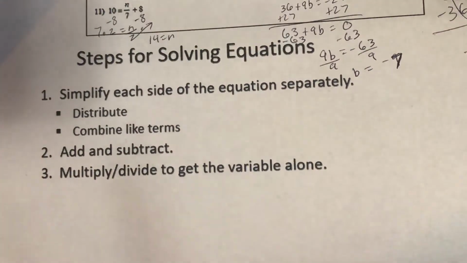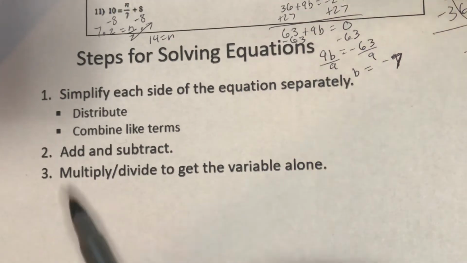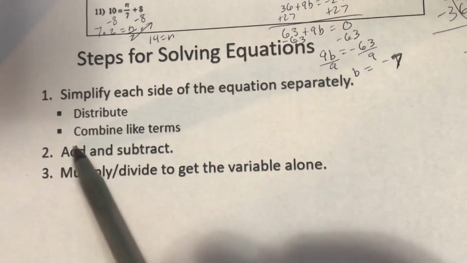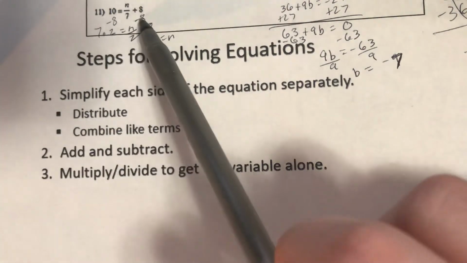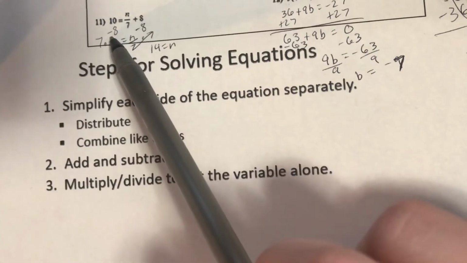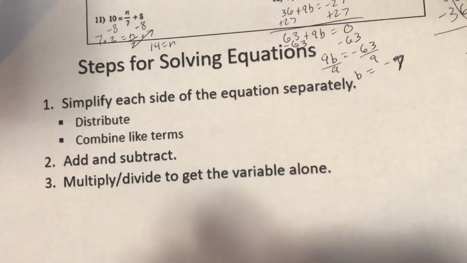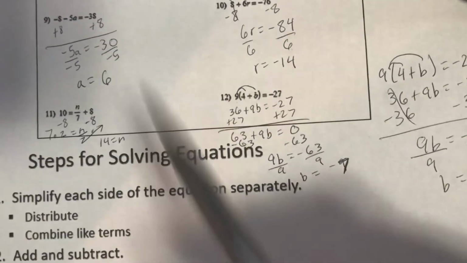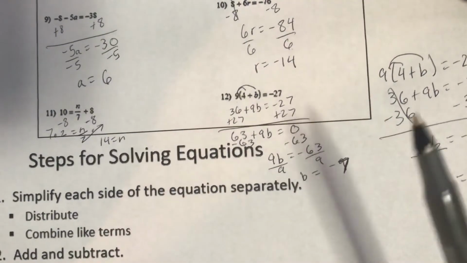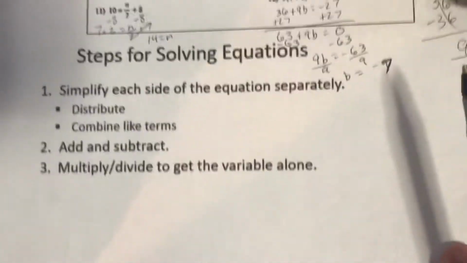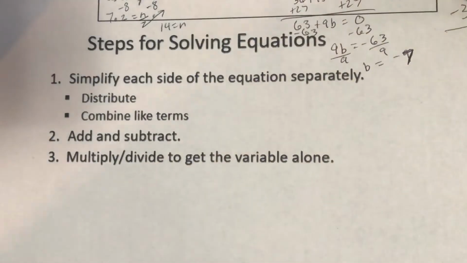First, you want to distribute, combine like terms, do everything you can to simplify each side separately. Then you're gonna add or subtract. So we do opposite operations, adding or subtracting, kind of like I did up here, right? I subtracted the 8 here. I subtracted the, sorry, you can't see this. Right, I subtracted the 8. I added the 8. There are a lot of 8s over here. Okay, but I want to add or subtract. Then I'm going to multiply or divide to get the variable by itself, okay? So those are my rules with that.